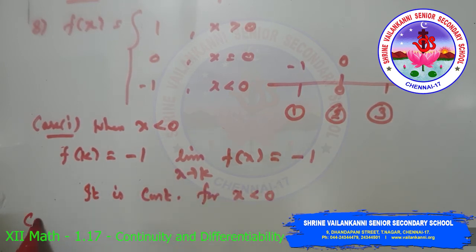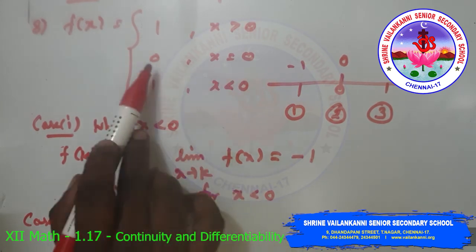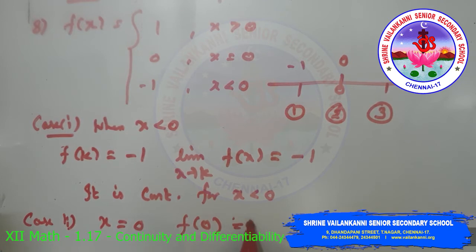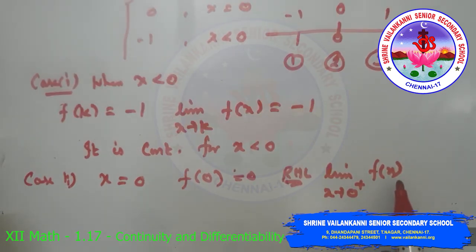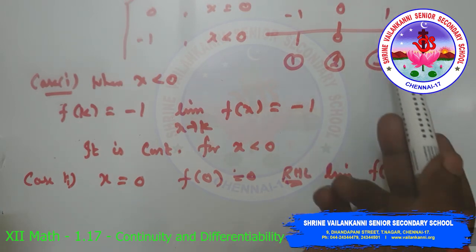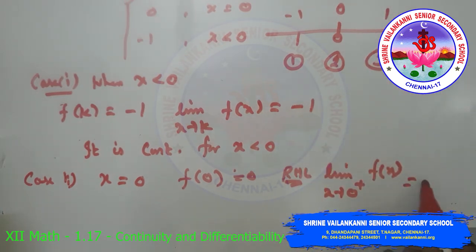Then consider the second case, x equal to 0. Then f of 0 is 0. So taking the right hand limit, limit x tends to 0 plus f of x. To the right of 0 we have f of x defined to be 1, so it is equal to 1. So we can see that at x equal to 0 we have f of 0 equal to 0, and the right hand limit is 1.